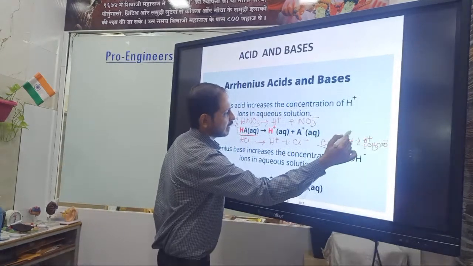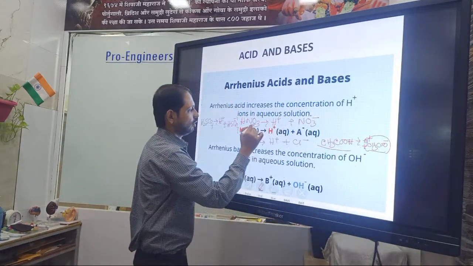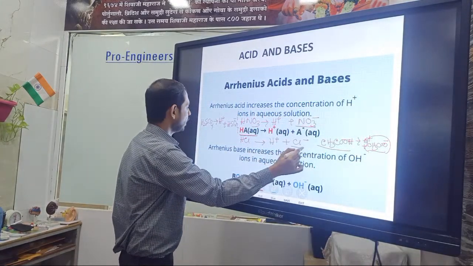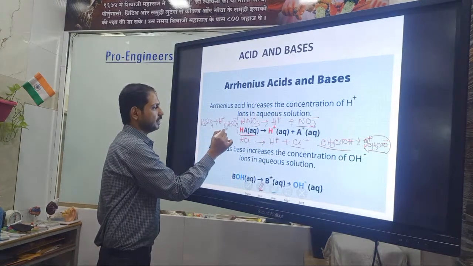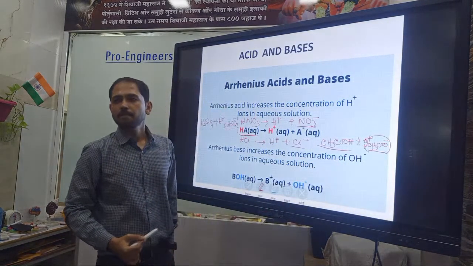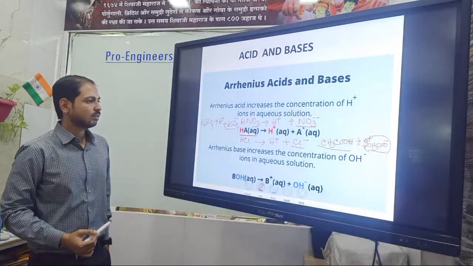So now I am asking what is the name of this anion. Like for nitric acid it is nitrate. For hydrochloric acid it is chloride. For H2SO4 it is hydrogen sulfate. So now what is the name of this anion? Acetate anion, right? So it is called acetate anion.